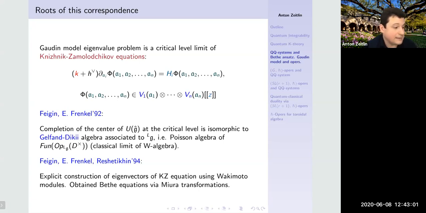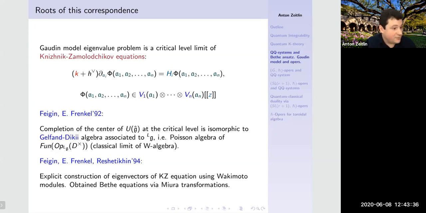And this is an algebra of these connections, opers, on the punctured disk. And this is a classical limit of what is known as W algebra. Now another paper by Feigin, Frenkel and Reshetikhin is an explicit construction of eigenvectors of Gaudin model and solutions of KZ equations, using Wakimoto modules and Bethe equations for Gaudin models. They are obtained by what is called Miura transformations.